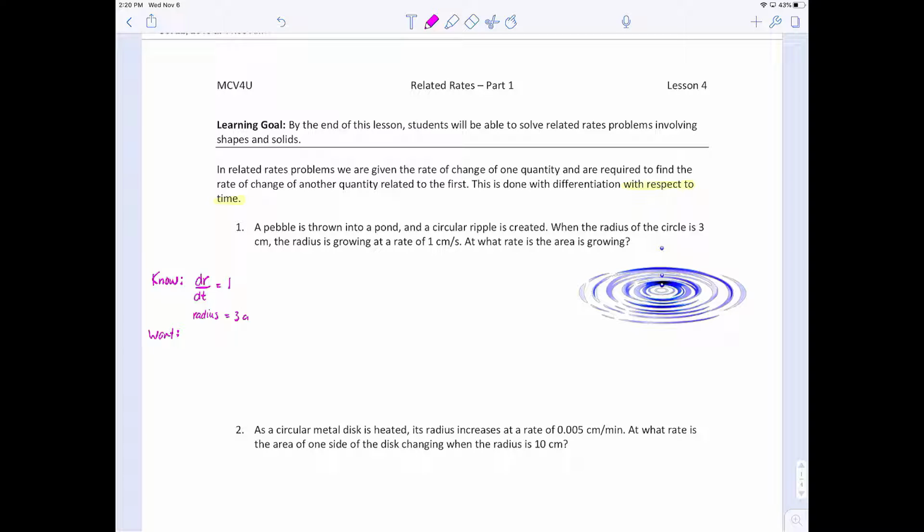What the question is asking is, at what rate is the area growing in this instance? So we are looking for the rate of change of the area with respect to time. That's what we want to figure out. Okay, before I move on, are we good with how I've started to set this up?